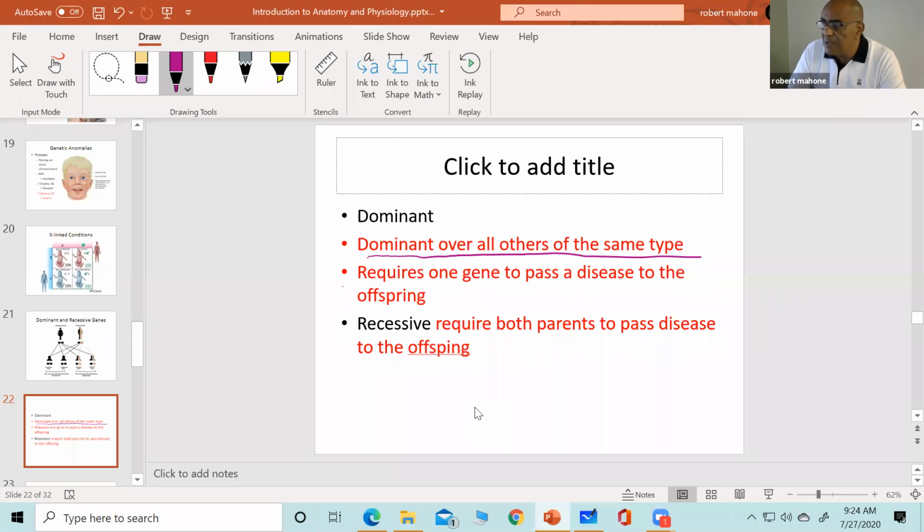And dominant is also any condition that can be passed from a parent to a child from just one gene. In other words, your mom has a cystic fibrosis gene. Your dad doesn't. You can inherit cystic fibrosis from just one parent. It's a dominant condition.